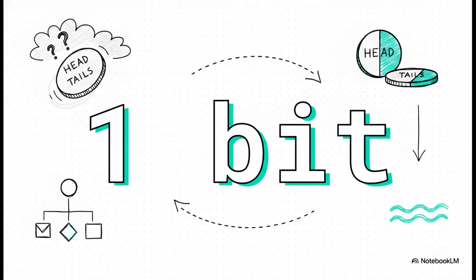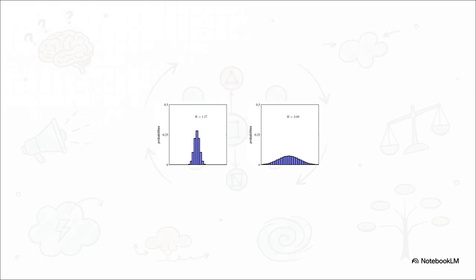But what if the coin is biased? Say it lands on heads 99% of the time. Suddenly, the outcome is highly predictable. There's very little surprise, which means the entropy drops down close to 0. And this brilliantly illustrates that exact concept, just zoomed out across wider datasets. Take a narrow distribution where the data is highly clustered.